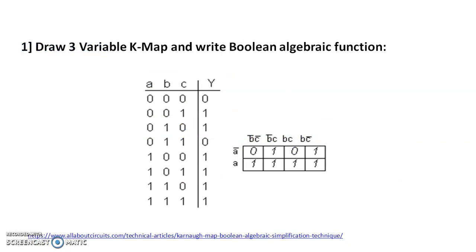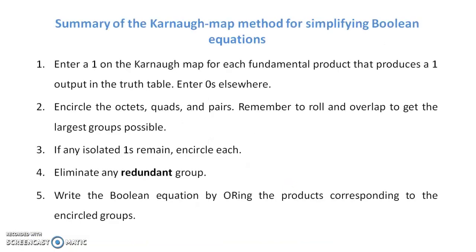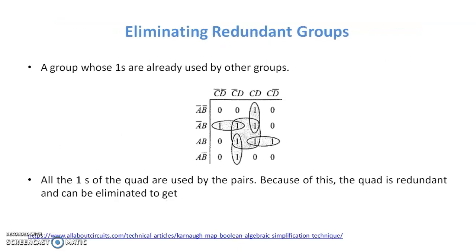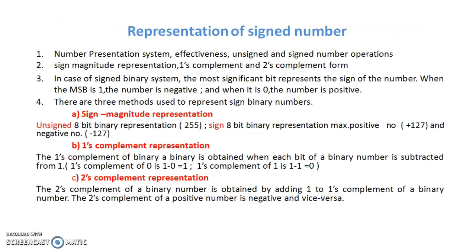This is the example of a 3-variable K-map structure. For a Boolean algebraic function, you can consider any number of variables in the truth table, and according to the output you can design the K-map structure. So we have studied the K-map structure and different methods. Using this K-map structure, we can represent the SOP function as well as the POS function. SOP is the sum of product terms and POS is the product of sum expressions.